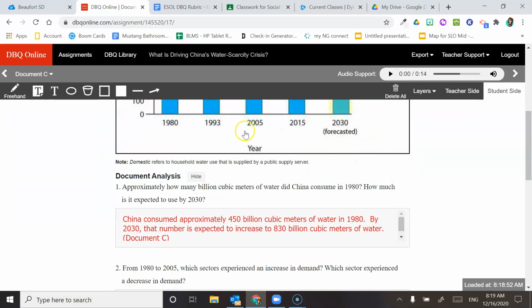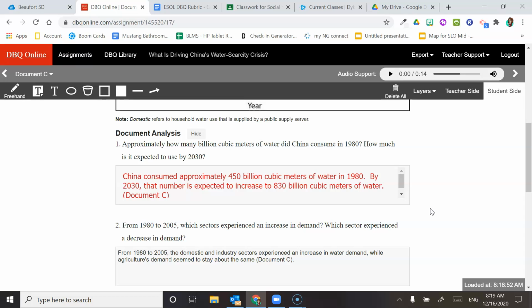So, approximately how many billion cubic meters of water did China consume in 1980, and how much is it expected to use by 2030? They consumed approximately 450 billion cubic meters of water in 1980. And by 2030, that number is expected to increase to about 830 billion cubic meters of water. Notice I put document C in parentheses after that. That's so that when I'm writing my DBQ, I have two sentences already written if I choose to use those, and my sentences come with my cited sources, which is awesome.